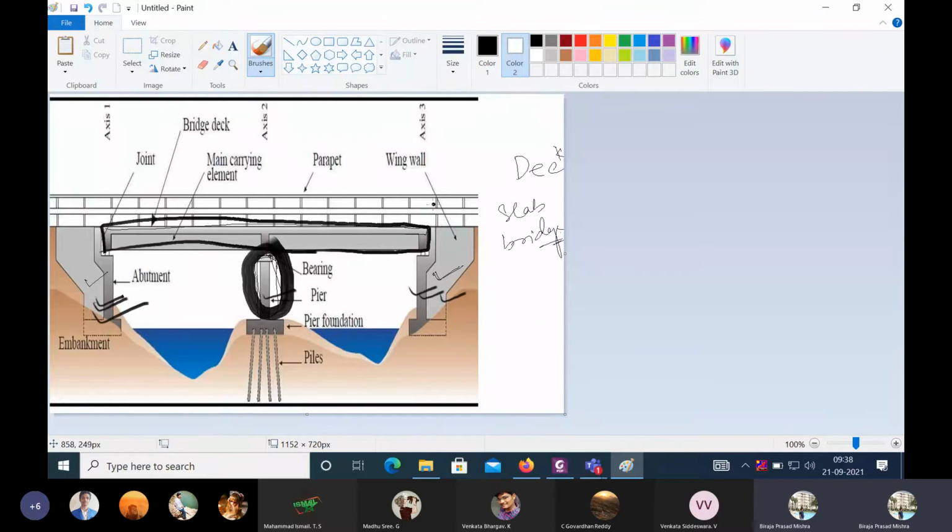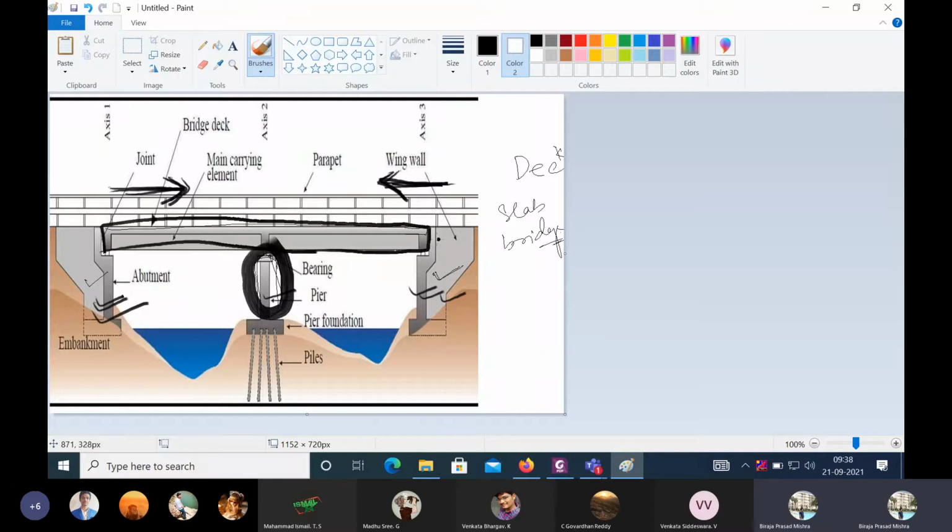The direction of traffic may be from this direction or from that direction. If it is a single lane, then it will be this one. If it is a double lane, then traffic can go from this side to the other and from the other side to this side.